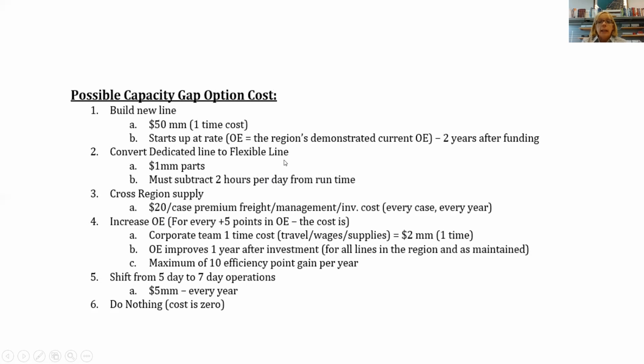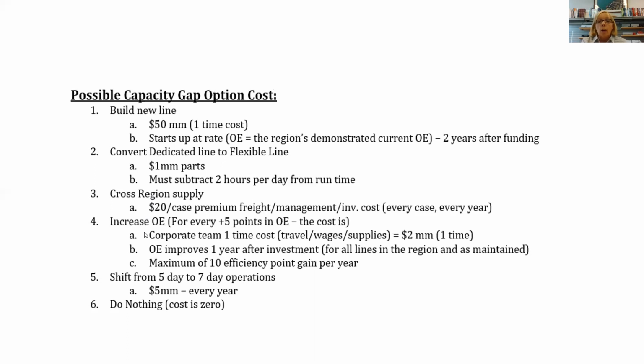If we convert a dedicated line to a flexible one, remember if it goes to flexible, we're going to lose 2 hours in terms of that changeover part that's needed as well. And if we also convert something from a dedicated to a flexible, it's going to take us a year to be able to put that into place. I'll come back to the cross region in just a second.